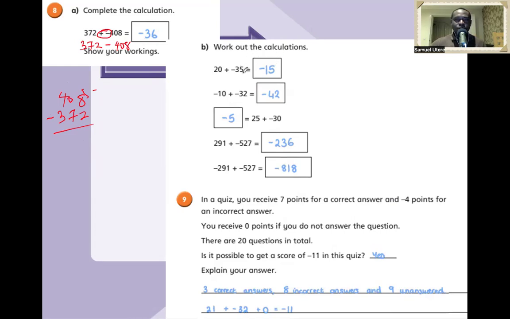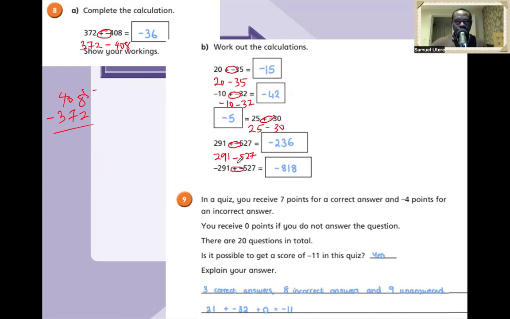And then here you were asked to work out these calculations. This is like saying, remember, these two become negative, 20 subtract 35. This is like saying negative 10, because these two will become negative, negative 10 subtract 32. And then this is like saying 25 subtract 30. And then this is like saying 291 subtract 527.